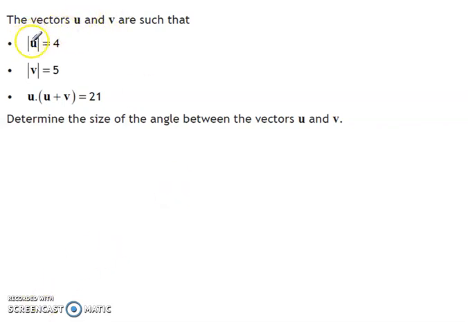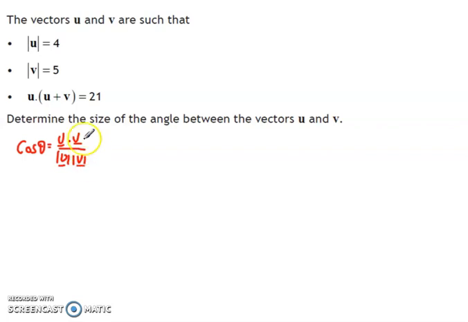So we've got information here. We're told that the magnitude of u is equal to 4 and the magnitude of v is equal to 5. And we've got u dot bracket u plus v equals 21. And we have to determine the size of the angle between the vectors u and v. Now if I've got two vectors u and v, I know that cos theta, where theta is the angle between them, is the equivalent of u dot v divided by the magnitude of u, magnitude of v.